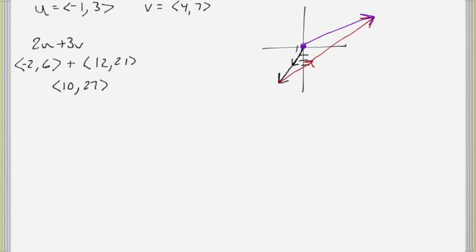If I wanted to do u minus v, I would just take the u vector and subtract from it the v vector. So -5 and -3. It's always the easy ones.